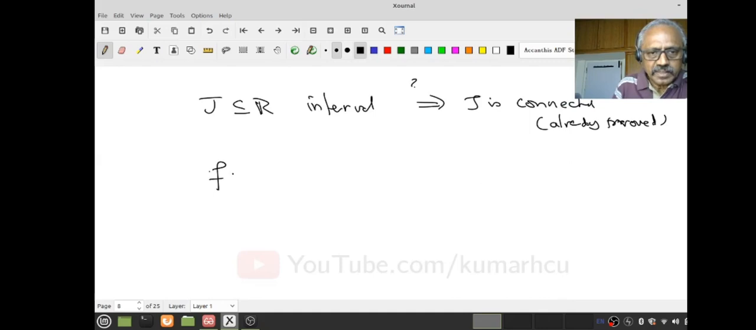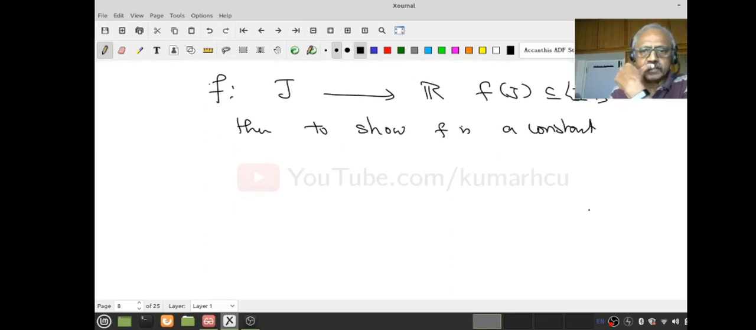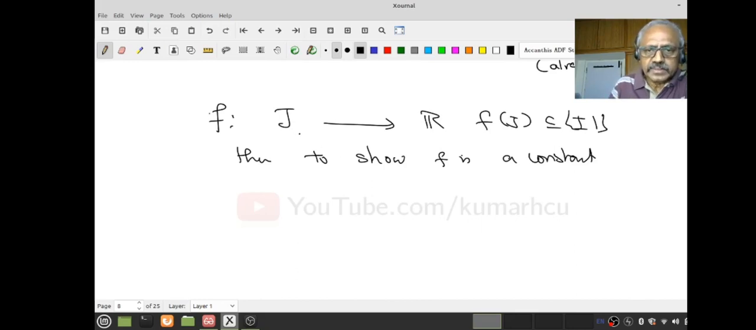What does it mean? Give me a continuous function from J, the interval, to R, so that f of J is contained in plus or minus 1. Then I have to prove f is a constant. Now remember, this is a continuous function, and this is an interval. Therefore, by intermediate value theorem, I am assuming that all of you have gone through intermediate value theorem.